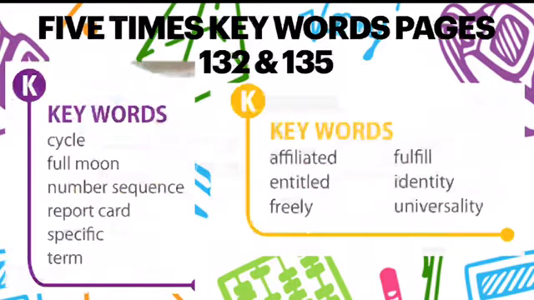Now the keywords from page 135, Wise Citizen, are affiliated, entitled, freely, fulfill, identity, universality. Those are the keywords that you will use to copy 5 times.